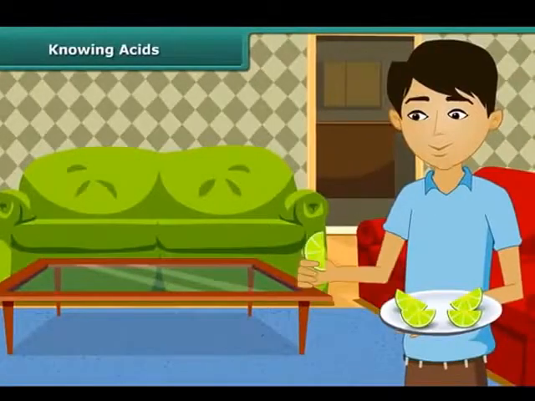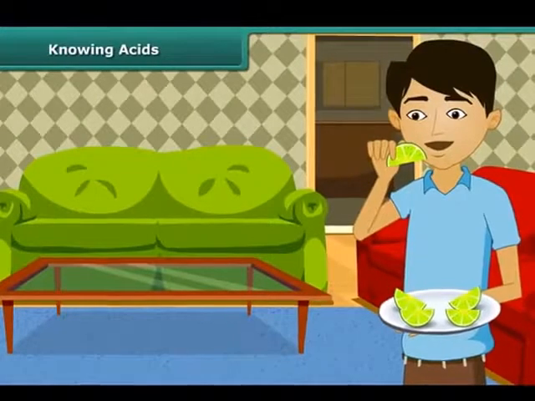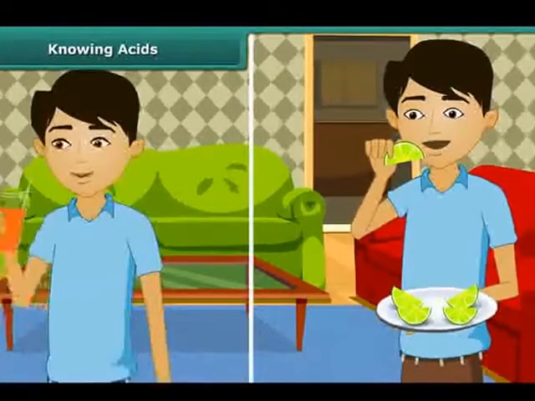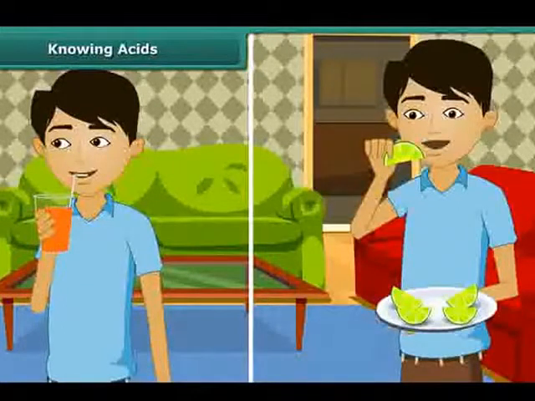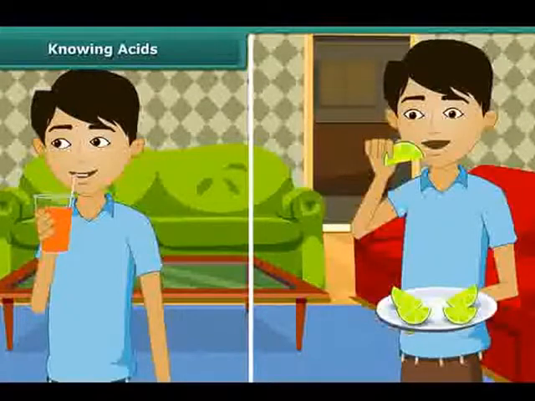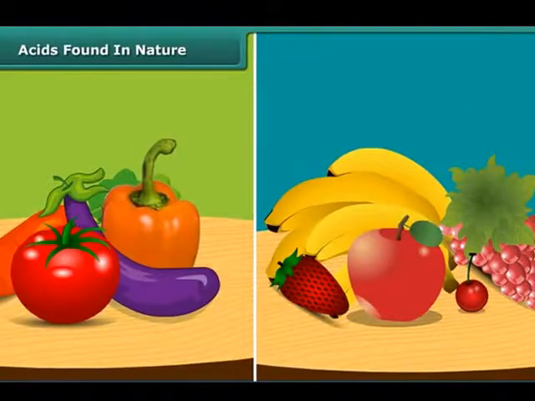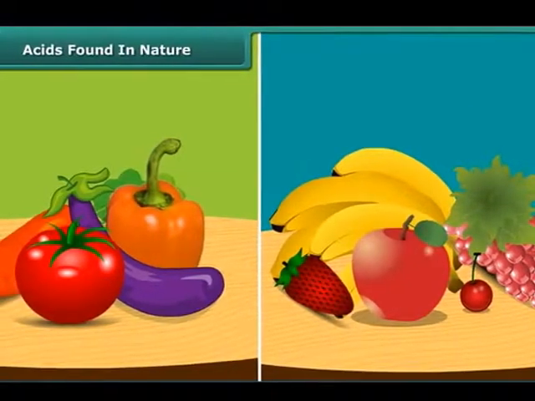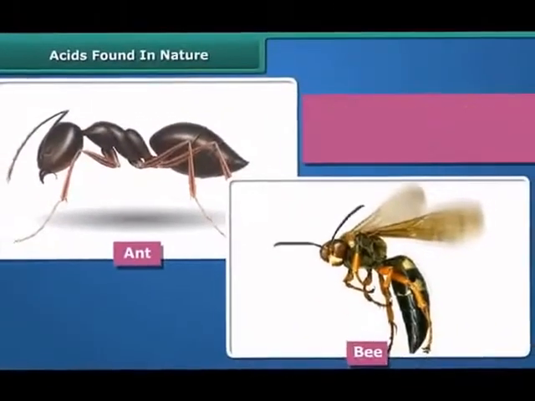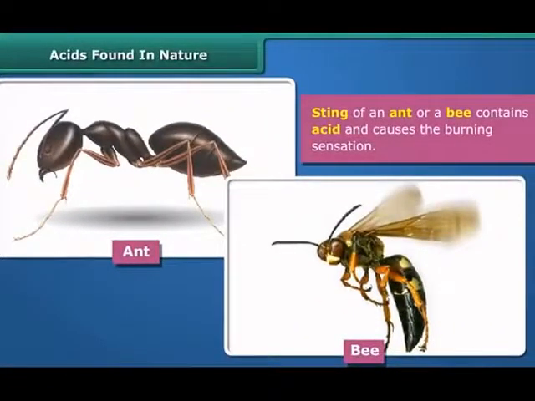List. Many of us like sour taste of food. You must have noticed that sometimes juices we sip are sour in taste. Generally, sour-tasting substances contain acids. Some fruits contain citric acid, which is sour in taste. The origin of the word acid is found in natural substances like fruits and vegetables. Have you heard that sting of an ant or a bee contains acid and causes the burning sensation?